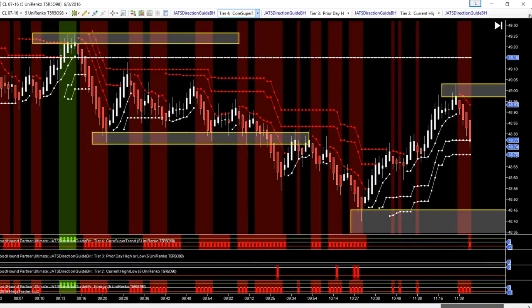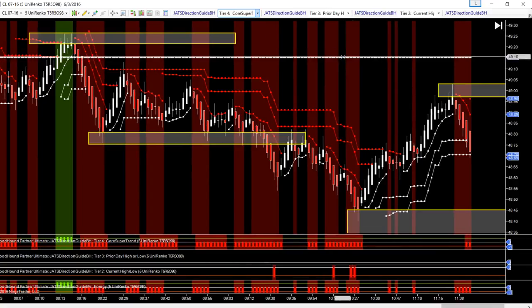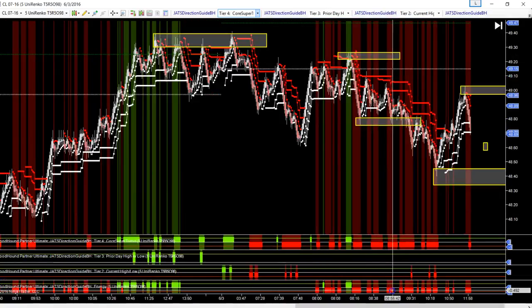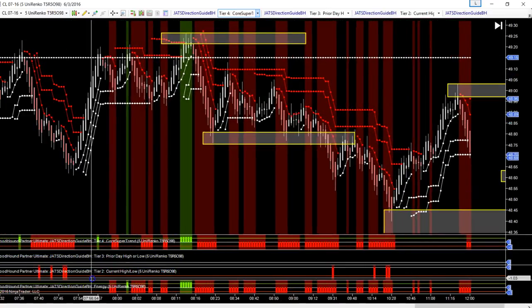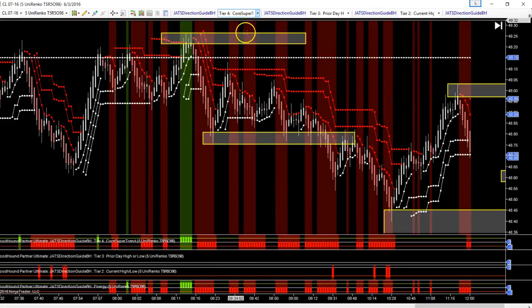But I recommend that you put the prior close, high and low on your chart. Here's the prior high, here's the prior low, so that you have these boundaries, open, high, low, and close, and you keep those in mind as you're trading.